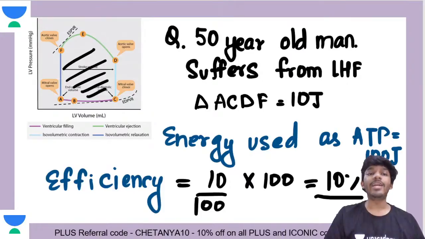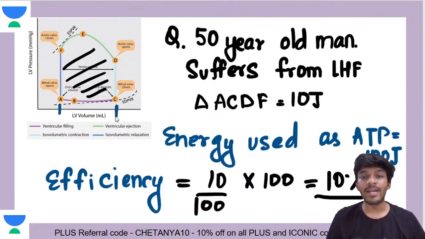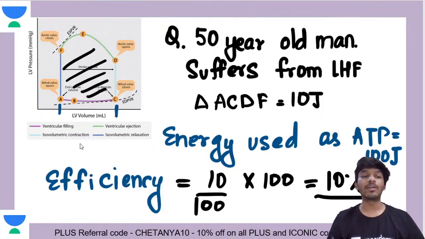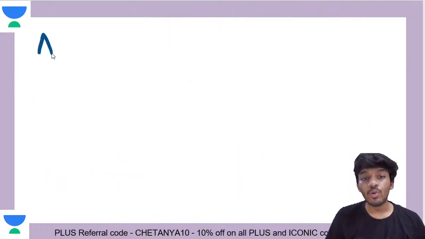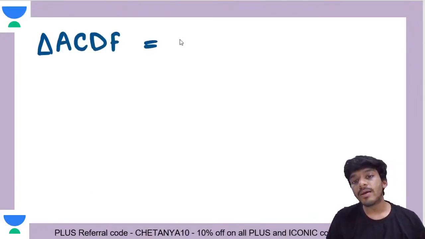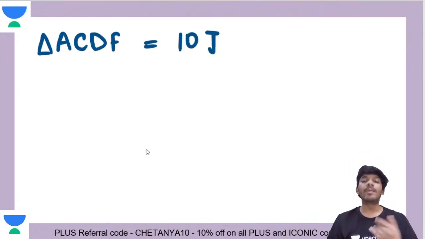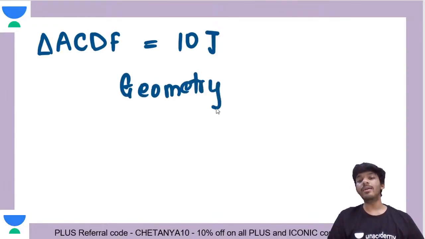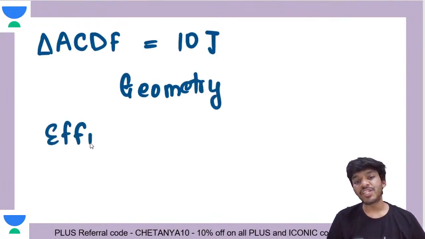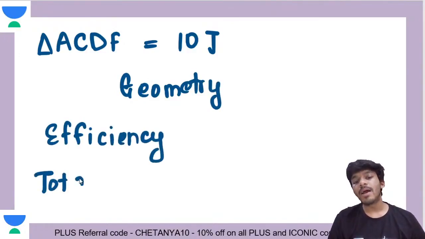Now what else might be given to you? They might do one thing. They might give you this A and they might give you C, right? And they may ask you to calculate stroke volume. Or they may not give you area A, C, D, F directly. They may give you some values and then you have to apply some geometry to calculate the area, right? What else can be done? For efficiency, what else I can do is total energy expenditure, total chemical energy, total ATP energy expenditure.